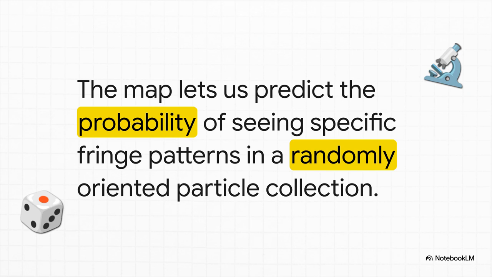Here's how it works. Because the map shows you the total area of all the different visibility bands, you can actually calculate the statistical probability of seeing any given pattern in a random sample. It's kind of like using a map of a whole country to predict how likely you are to see, say, mountains versus beaches if you were just dropped in at a random point. The map tells you the odds.